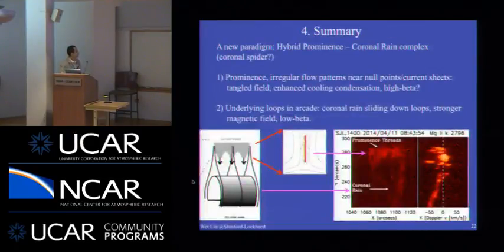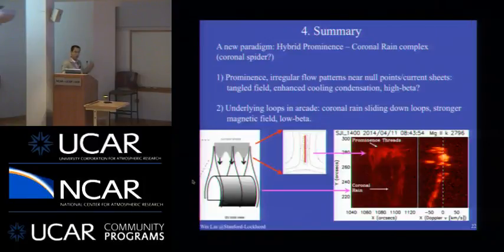In summary, we propose some sort of new paradigm of a prominence plus coronal rain complex, and hopefully it can give us some new clues about the distinction between these two phenomena. But they are also very closely connected, because they both serve as the return flow of the chromosphere-corona mass cycle, and they share many similarities. The distinction between their morphology could be because of the magnetic geometry.